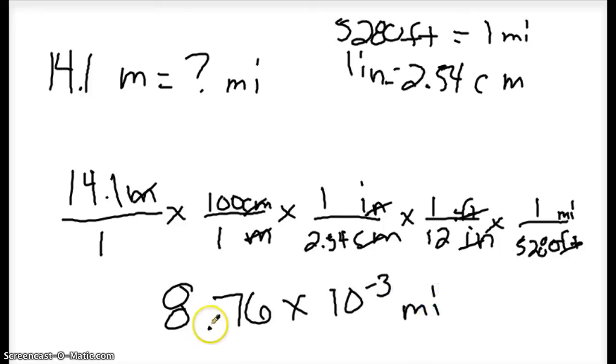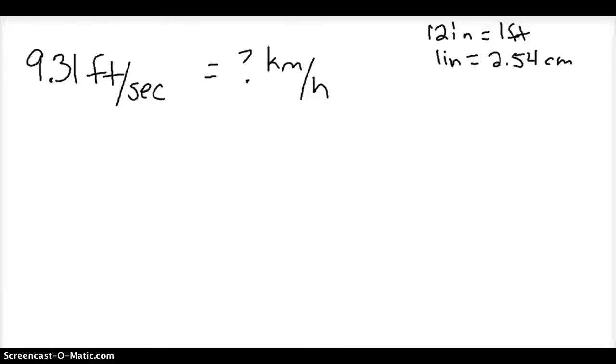We could take that back and go 3, 2, 1 and actually get 0.00876 miles. That is what this means, because it means we're going to get smaller by 3 decimal places, so we come back 1, 2, and 3. Okay, so this would be a level 2. Okay, so this is a level 2 dimensional analysis.